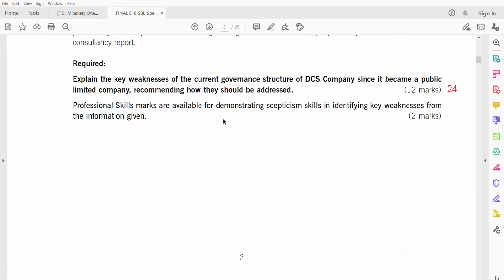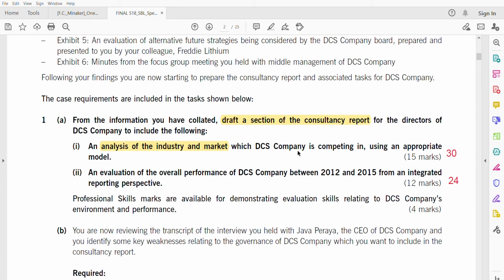So let's start analysis of industry and market. So wherever you can see that there is some kind of analysis of the industry and the market done, you need those exhibits and using an appropriate model. So what model comes to your mind when they're asking you to analyze? Okay, the keywords are here.